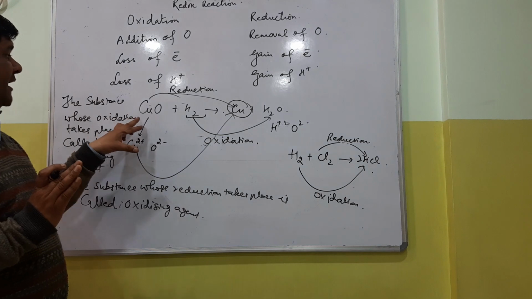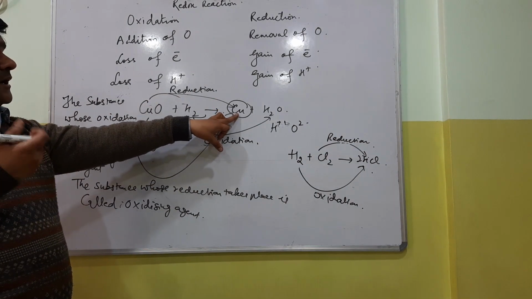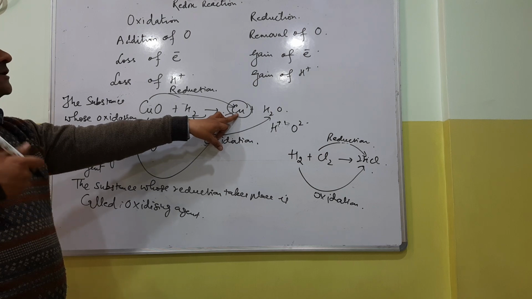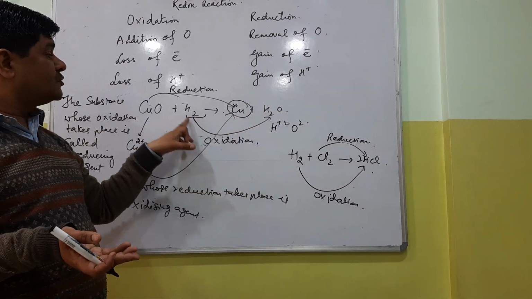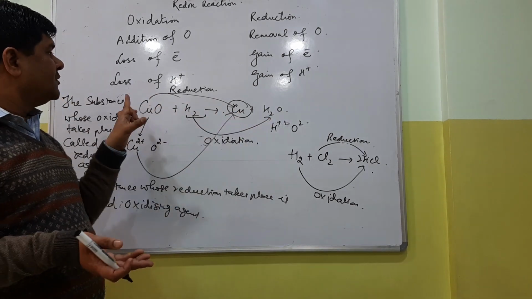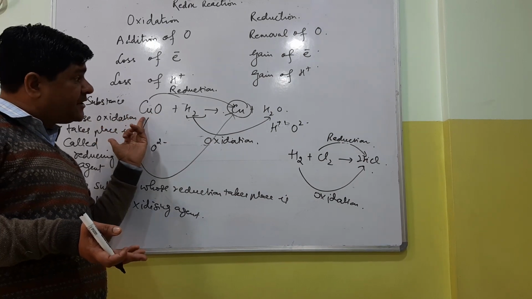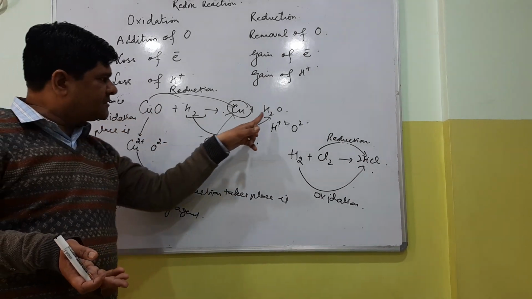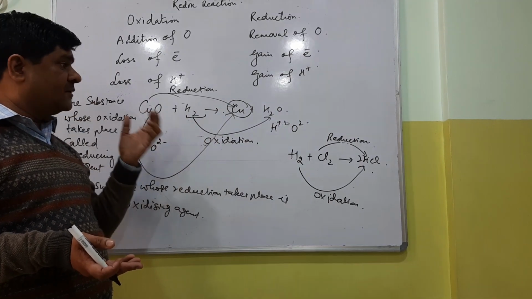In this particular reaction, first copper oxide gets reduced to copper. It means it is losing oxygen, but hydrogen on the other hand is gaining oxygen. So hydrogen is oxidized and copper oxide is reduced. So copper oxide is reduced, it means copper oxide is oxidizing agent. Hydrogen is oxidized, it means hydrogen is reducing agent, right?